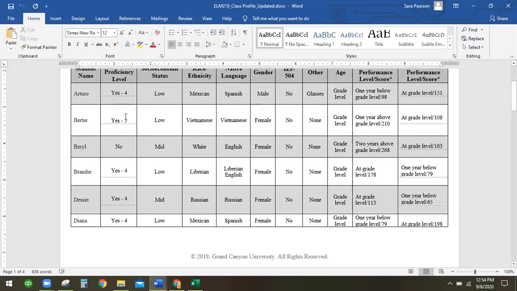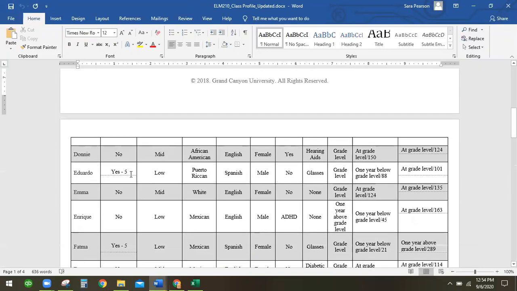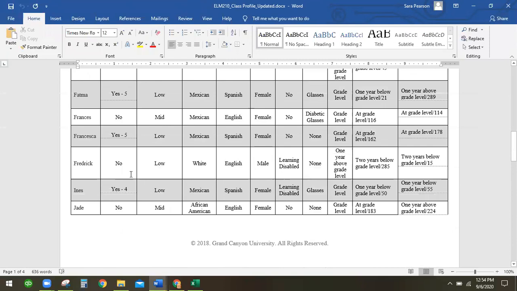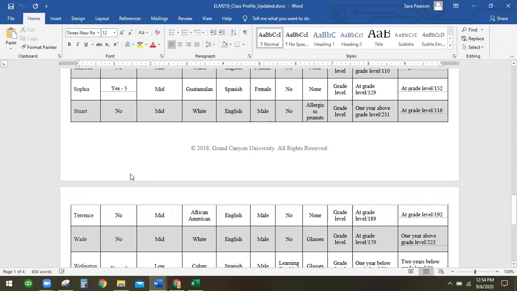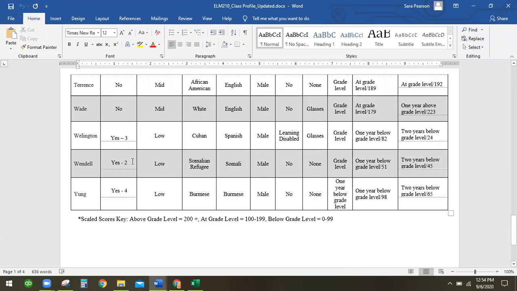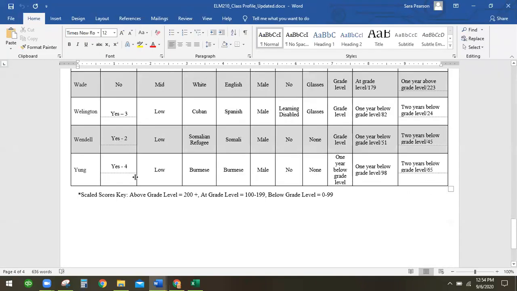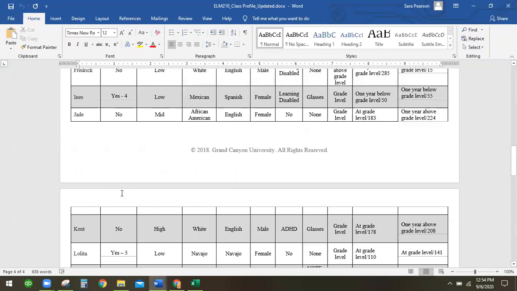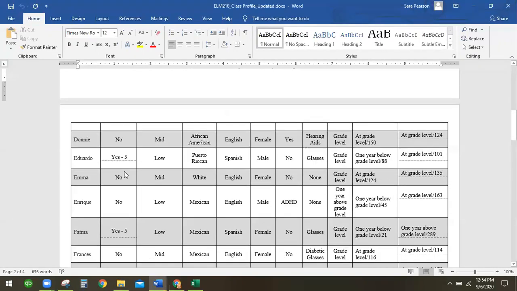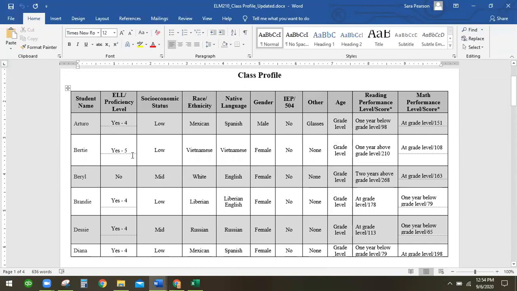So you'd want to go through your class profile and see how many ELL students are there and how many of each level there are. As I'm scrolling through, I see mostly level 4s and 5s. Here's a 2 and a 3, but most of my class is 4s and 5s. The higher the number in your proficiency level, the more proficient their English is. Often when the students are a 4 or 5, they're close to being fluent in the English language. Next, you'll look at socioeconomic status.